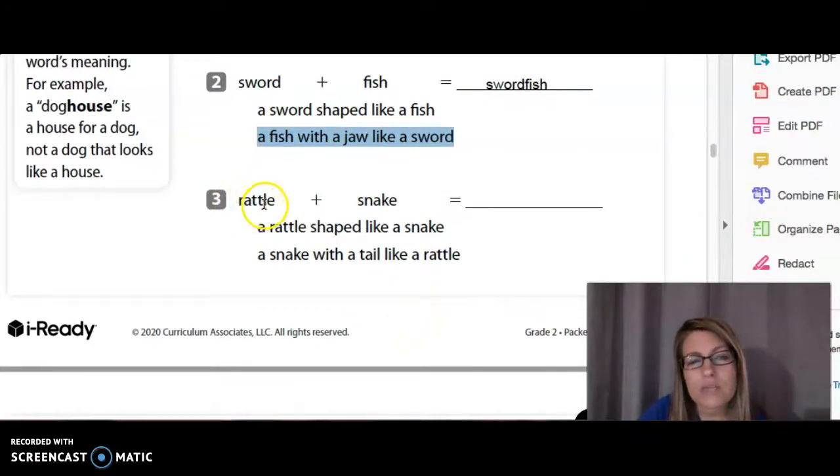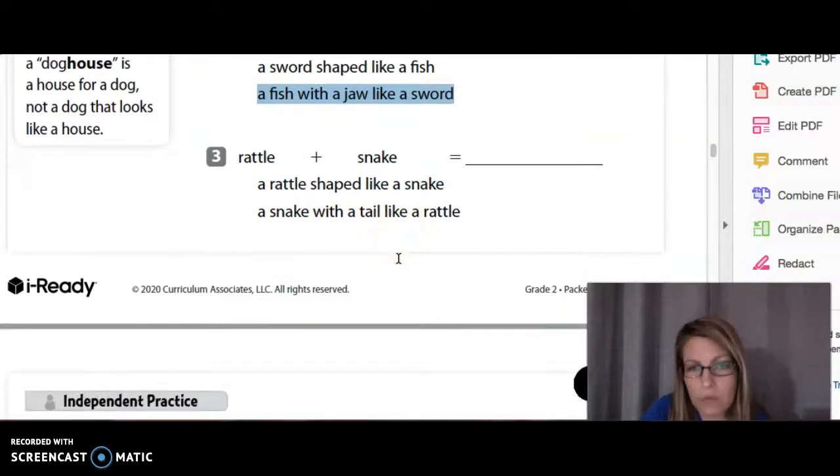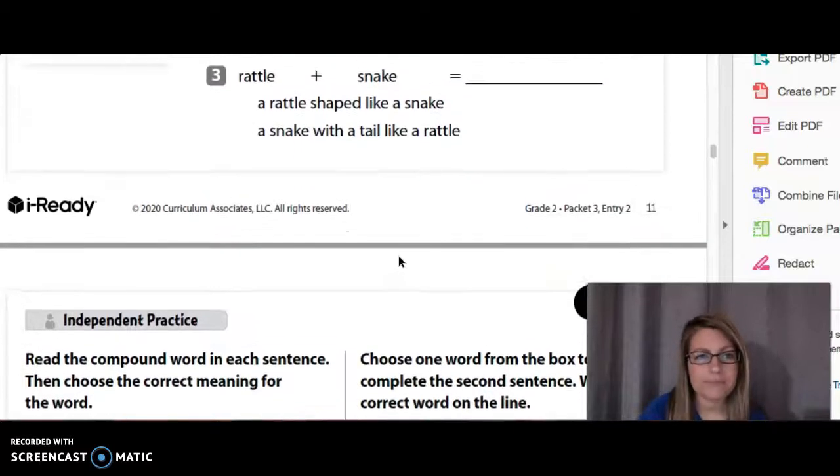I'm going to let you take these two words, rattle and snake, to create the compound word, and then I want you to decide, what is a rattlesnake? Is it a rattle that's shaped like a snake, or is it a snake with a tail that's like a rattle? You decide for that one.